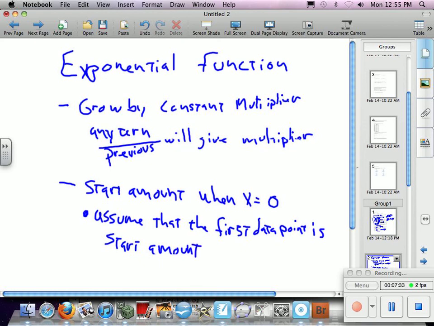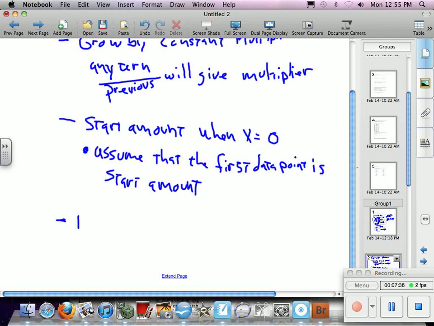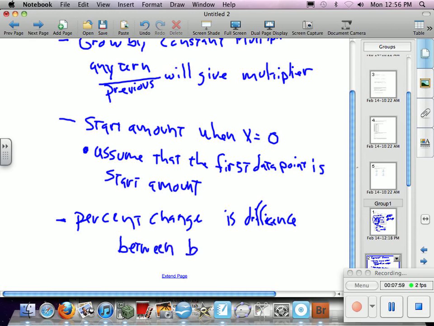And as we saw yesterday, the last thing that I want you to know is that the percent change is the difference between B and 1. Oftentimes you'll have problems where you're given percentages and we'll need to know how to find B, and sometimes we'll be given B and we'll want to know how to find that percentage.